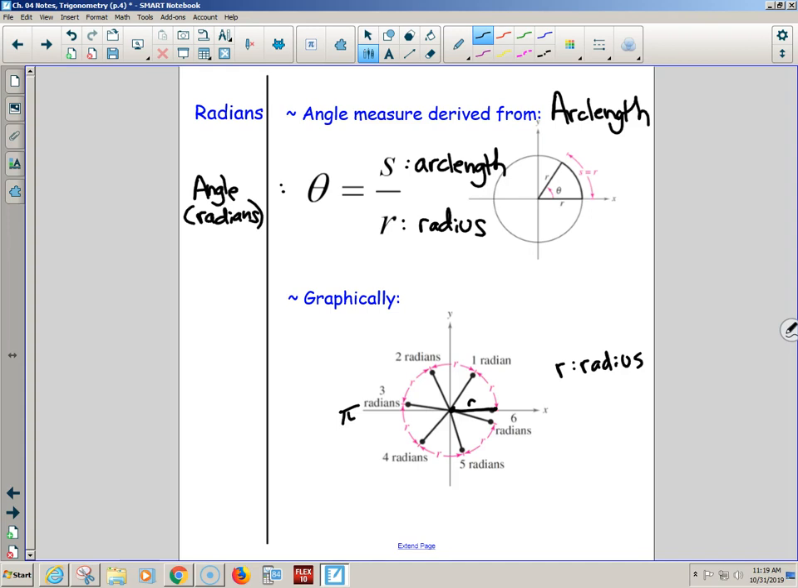Yeah. So pi is the number of radians it would take to get halfway around. Pi is the measurement of how many radii it takes to get all the way over the length, the distance. Does that make sense? Pi is how many radians.